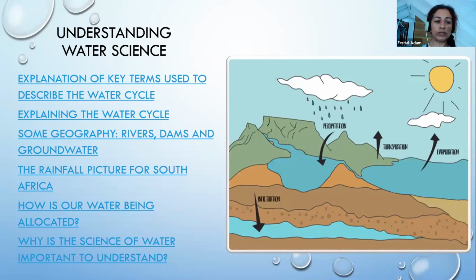In understanding water science, we talk about the explanation of key terms used to describe the water cycle, like precipitation and infiltration. We explain the water cycle. We also look at geography, like rivers, dams, groundwater, because water is not all the same. We look at the rainfall picture for South Africa. How is our water being allocated? And why is the science of water important to understand? So we start with a very big picture and then we bring it down into a South African picture, right?